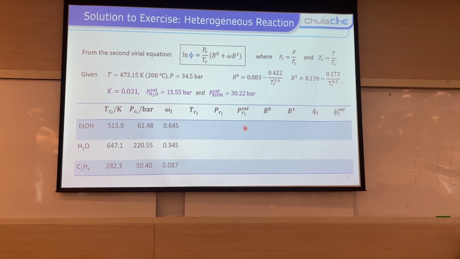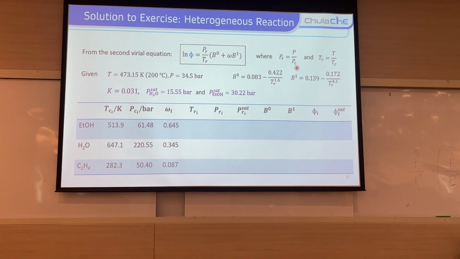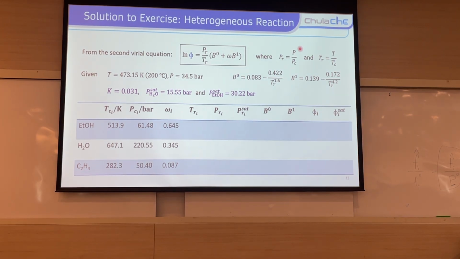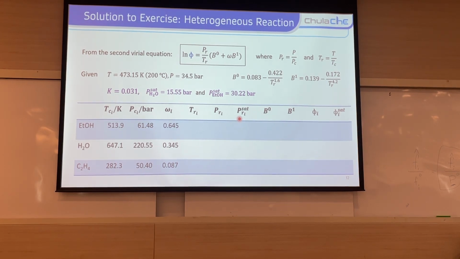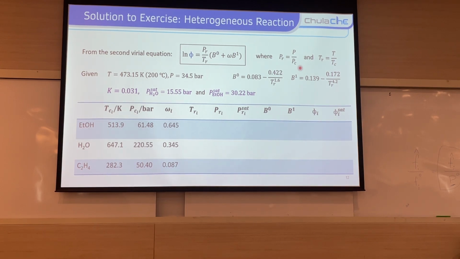Then you can calculate the reduced vapor pressure too. How to calculate this? It's the same as this equation, but you just use the vapor pressure as the numerator, divided by the critical pressure. Then you get the reduced vapor pressure. So just change the pressure of the system to the vapor pressure of that species. The critical temperature is fixed for certain components. Right? And B0 and B1 here.